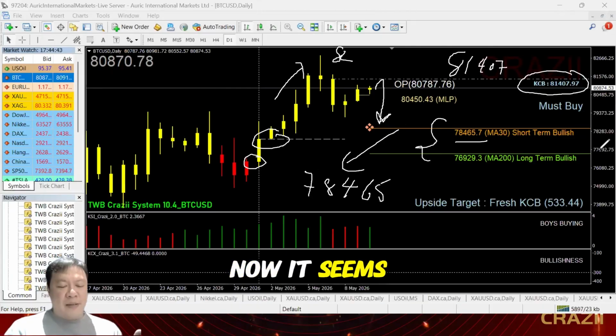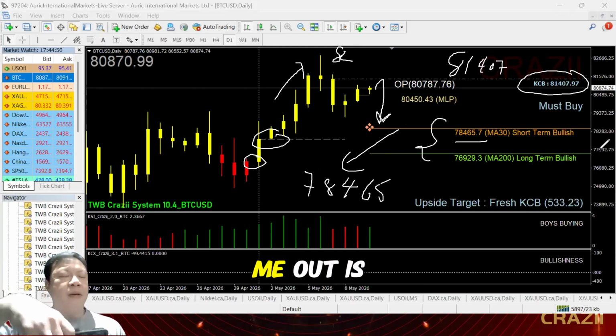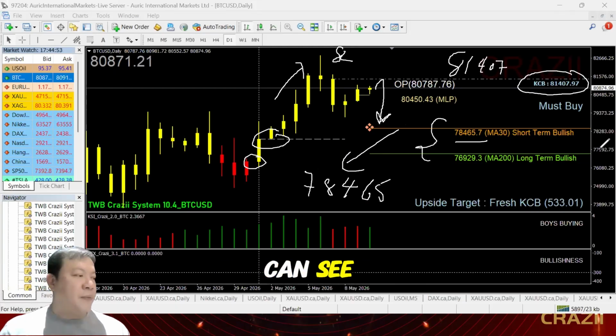At the moment now, it seems that Bitcoin is still good to go for the upside. There's not much technical to freak me out. The only one that is freaking me out is actually the gold market, as you can see.